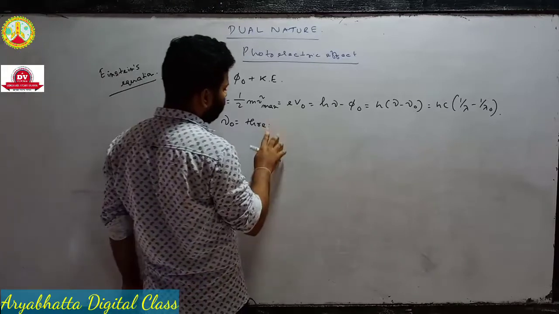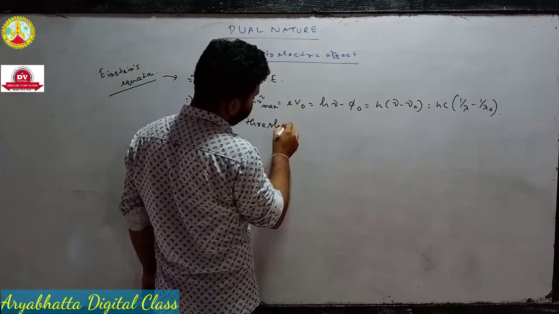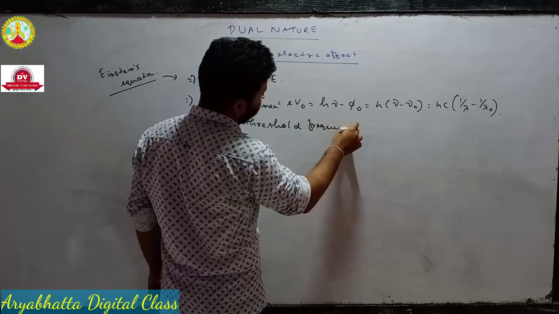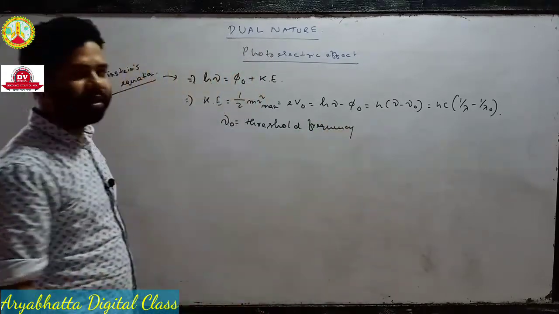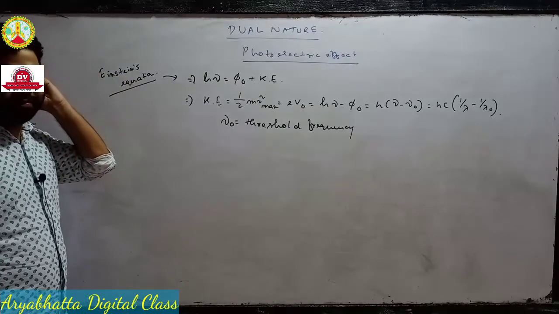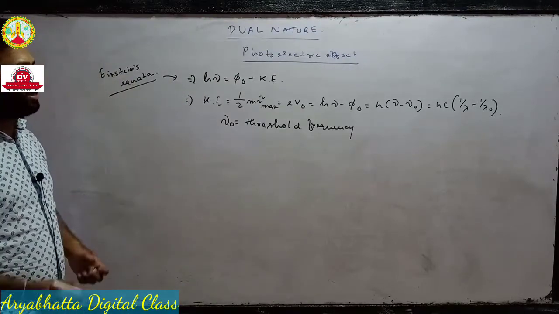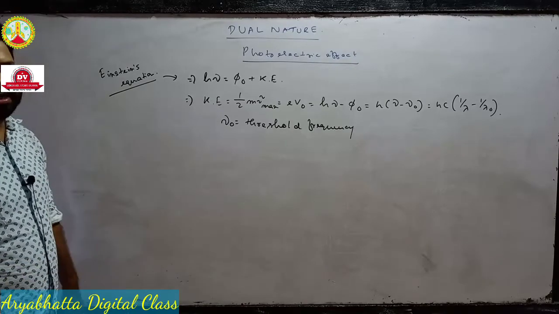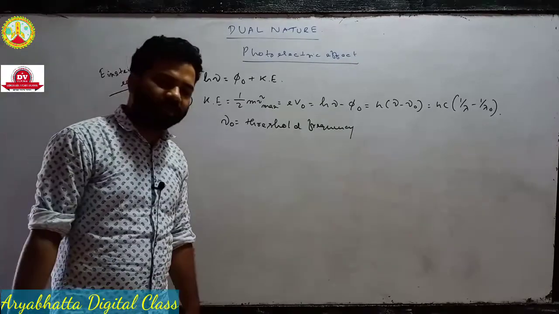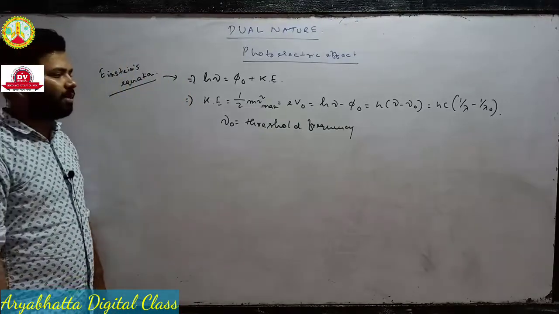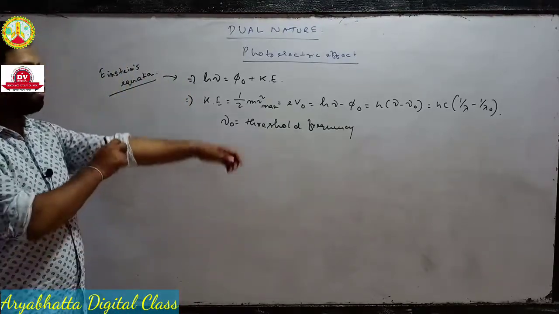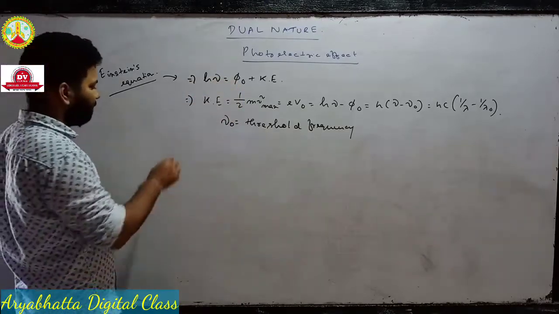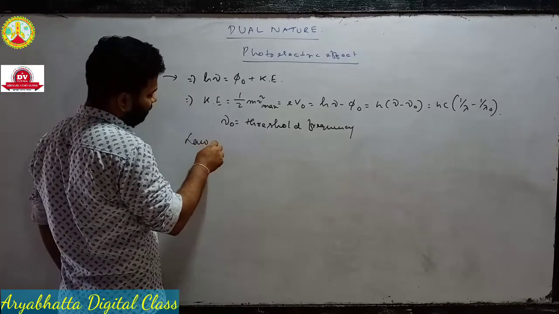So what is nu naught? Nu naught is known as the threshold frequency. That is, it is the minimum frequency of a photon due to which it can eject an electron from the metal surface. So if your photon has a frequency less than threshold frequency, then it will not be able to eject an electron from the metal surface, okay? From here we will get some laws of photoelectric effect, very very important for your exam.